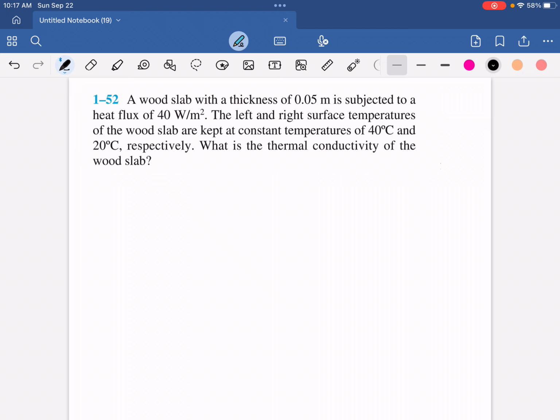A wood slab with thickness of 0.05 meters is subjected to a heat flux of 40 watts per meter square. The left and right surface temperatures of the wood slab are kept at constant temperatures of 40 degrees Celsius and 20 degrees Celsius respectively. What is the thermal conductivity of the wood slab? So thermal conductivity, that is what we're looking for. In this case that would be k.